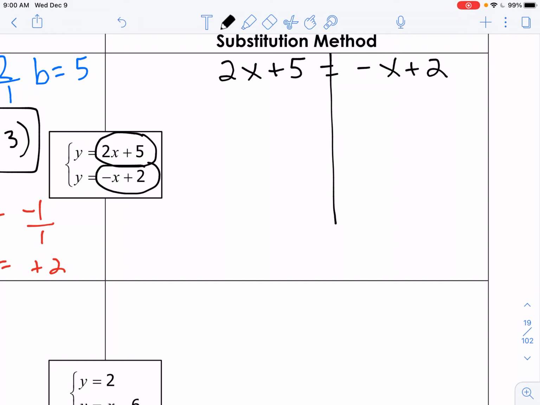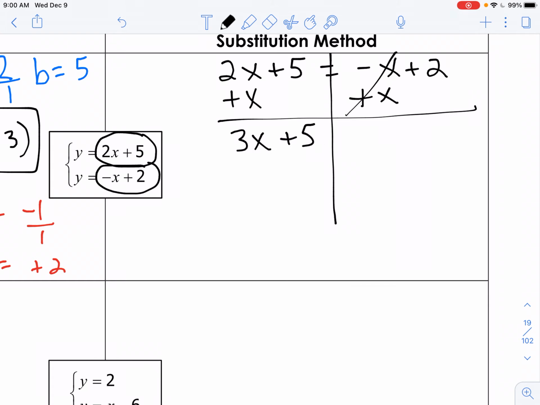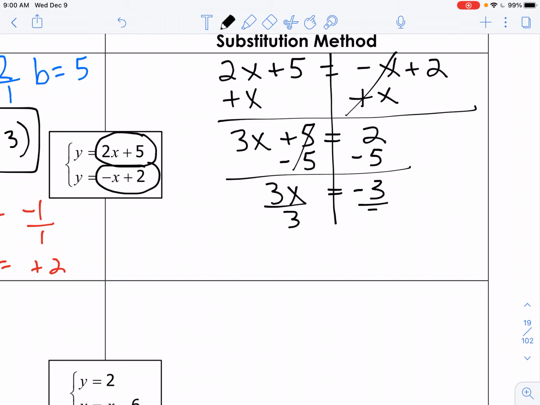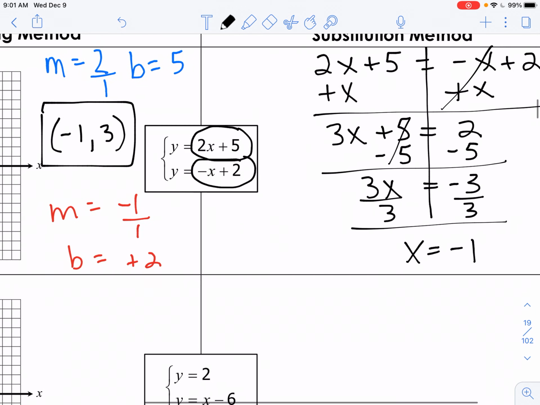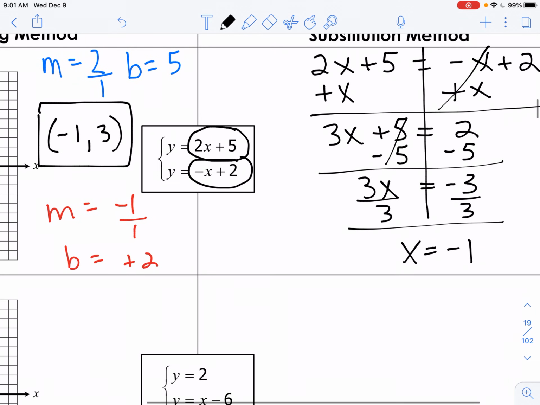I'm going to get my x's on one side. Those cancel out. Bring everything else down. And my numbers on the other side. I'll subtract 5. 2 minus 5 is negative 3. Divide both sides by 3, and I get x equals negative 1. Okay, so I compare that over to my graph on the left. Yep, x was negative 1. That's right here. And they match. That's good. They should. They're the same problem.